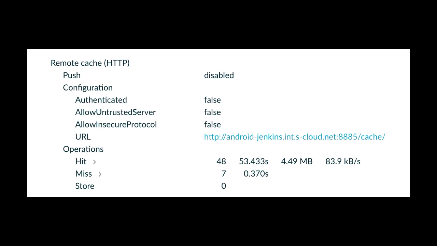So another thing we can do, and I'm not going to go into detail on this, but since we're all working from home, build scans have information on how fast your connection to the remote build cache is.